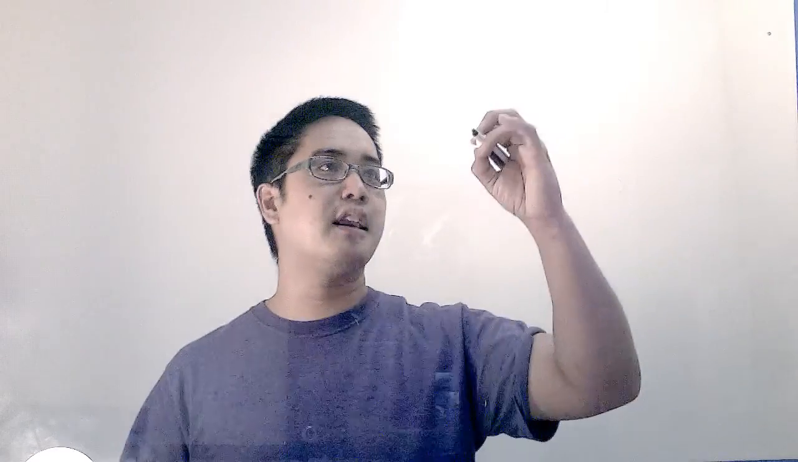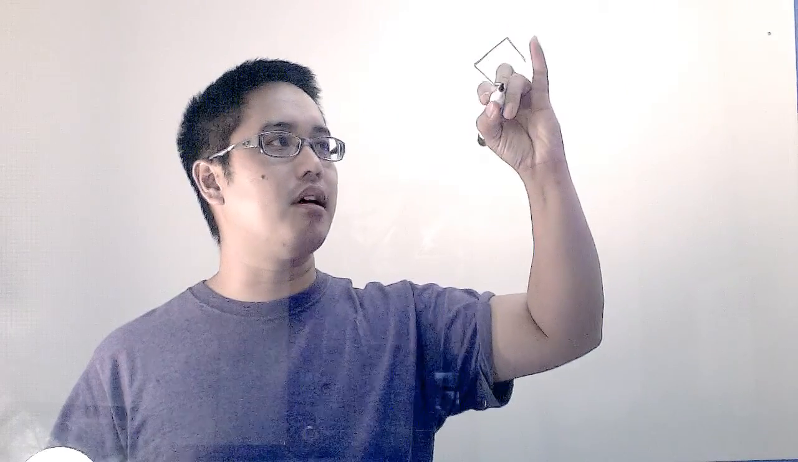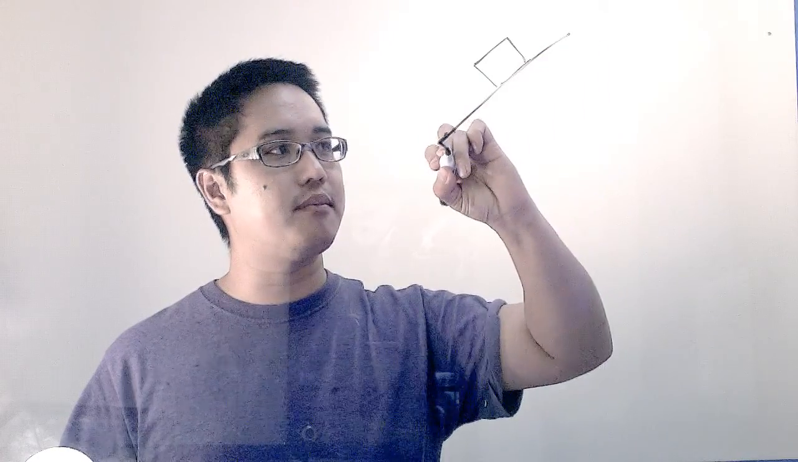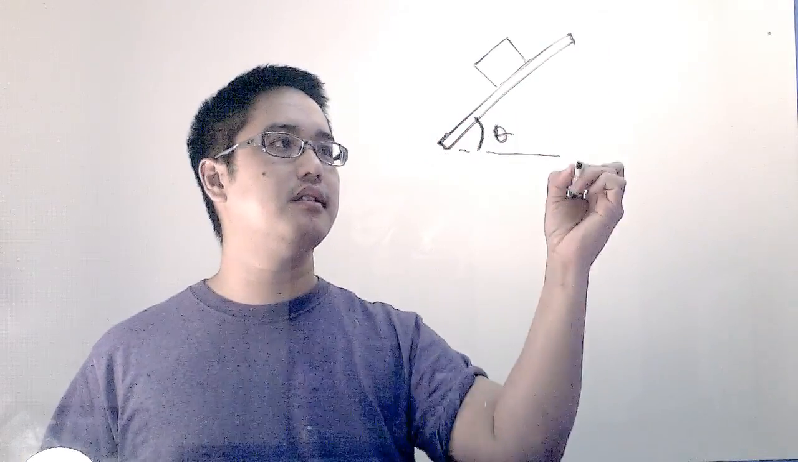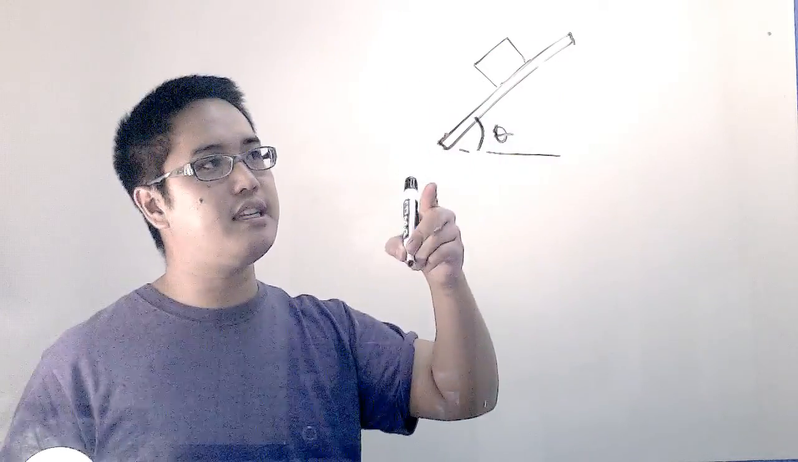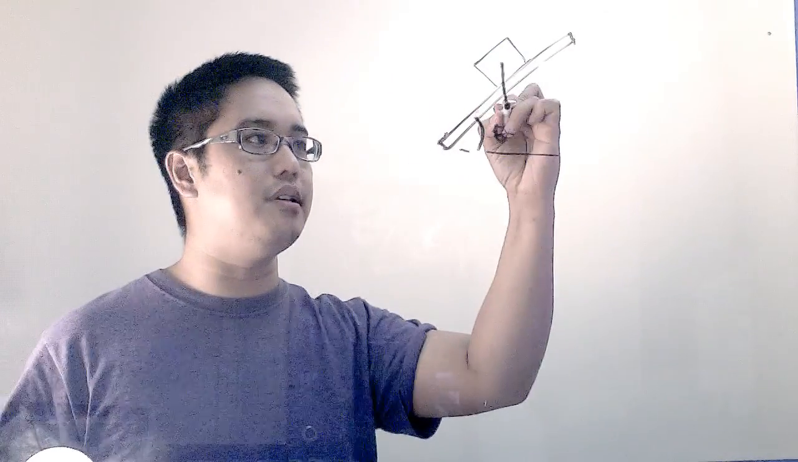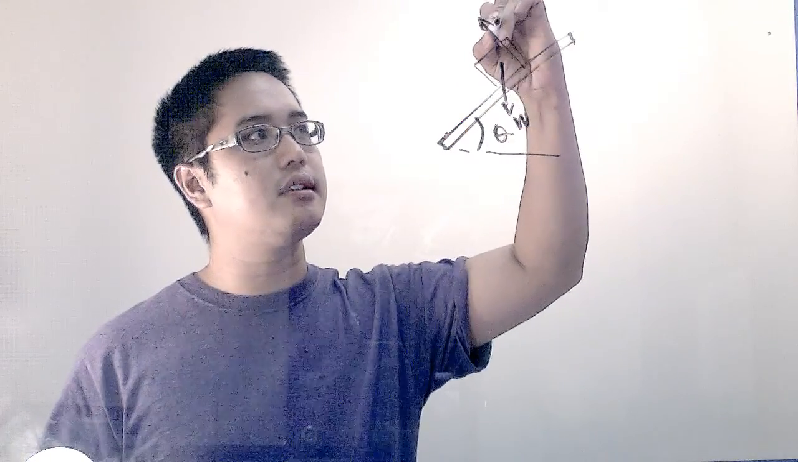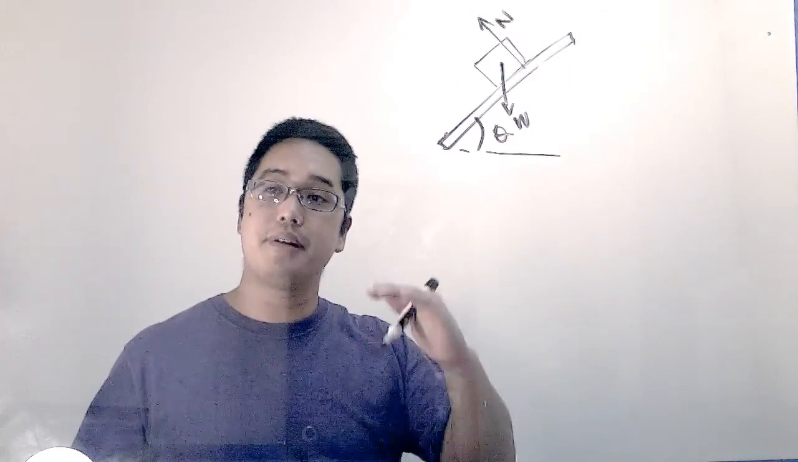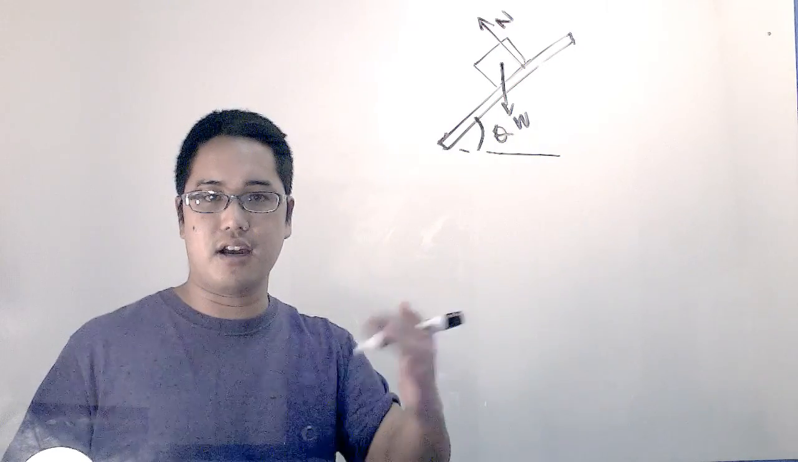All right, so we're going to hit an inclined plane problem. We're going to have some kind of block that is resting on top of some inclined plane right here. The angle between here and here is theta. The force that I see acting on this block is W. And the normal force that I see is acting perpendicular to the surface that it's in contact with.